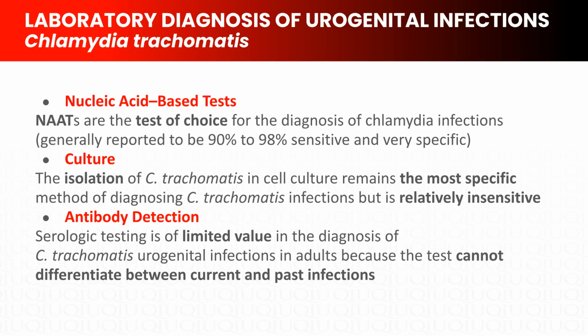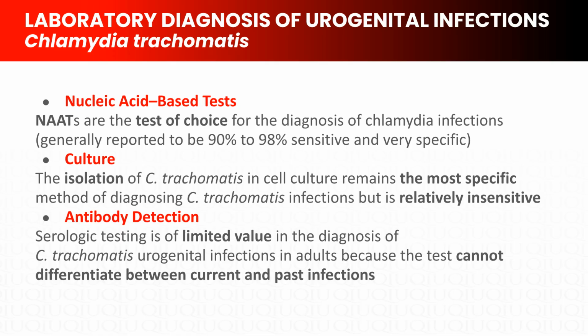Antibody detection through serologic testing measures the host's immune response to chlamydial infection, rather than detecting the organism itself. While this can be useful in some situations, serologic testing has very limited value for diagnosing urogenital chlamydial infections in adults. The fundamental problem is that serology cannot differentiate between current active infection and past resolved infection. Additionally, many people have been exposed to chlamydia at some point and have antibodies, even if they're not currently infected. For these reasons, serology is not recommended for routine diagnosis of urogenital infections.